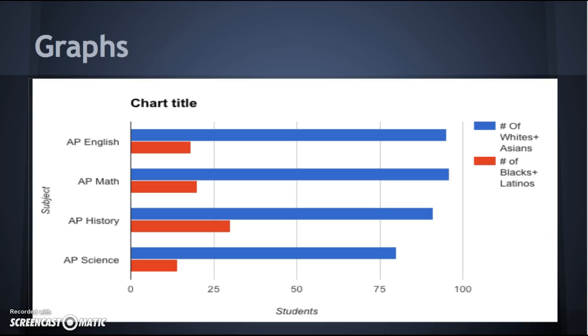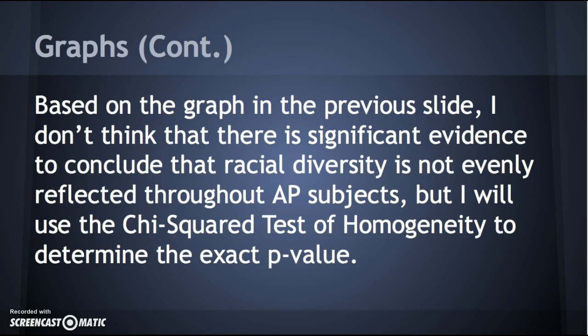But the question is, will there be statistically significant evidence to prove that there's actually a big difference other than just this occurring by chance? Like I said, based on the graph in the previous slide, I don't think there is significant evidence to conclude that racial diversity is not evenly reflected throughout AP subjects, but I'll use the homogeneity test to determine the exact p-value to validate that claim.